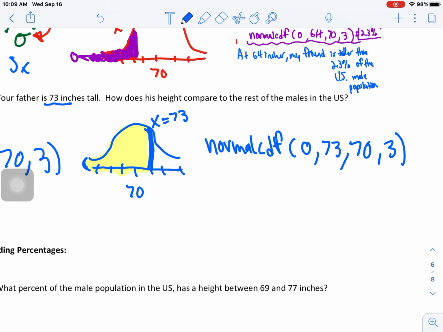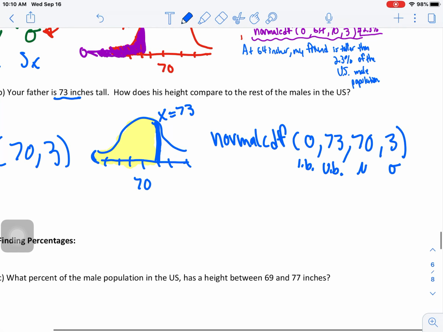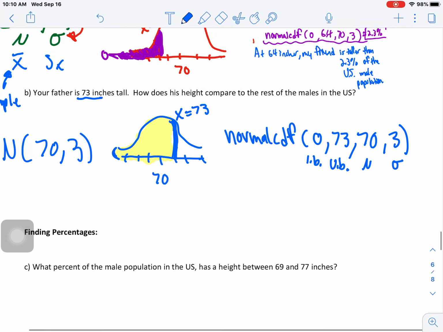A good AP tip for you guys is that as you write this down, you need to let the AP grader know that you understand what each of these symbols, what each of these numbers represent. And the way you can let the grader know that is by putting symbols right underneath these. So it'd be as simple as this. You know that 0 is your lower bound. You know that 73 is your upper bound. You know that 70 is your mean, and 3 is your standard deviation.